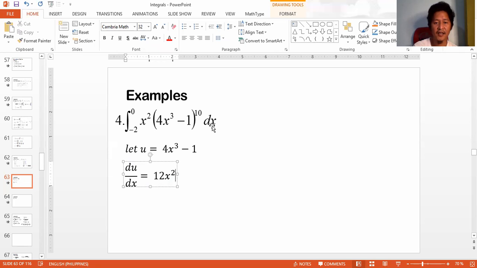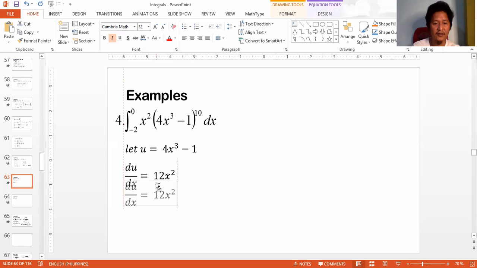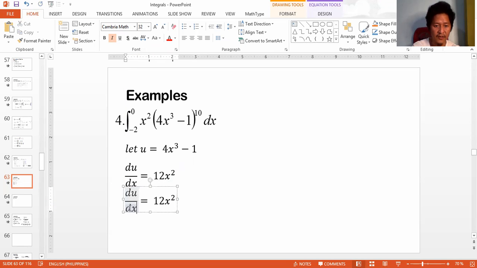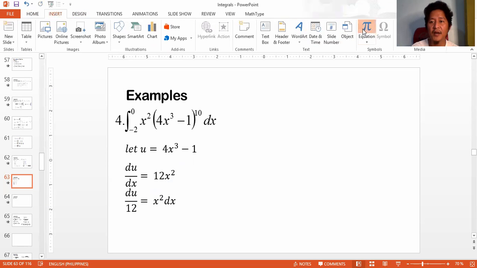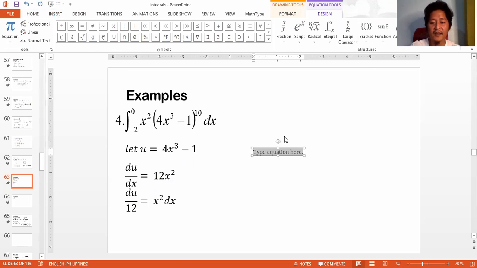Same thing, ang kailangan natin ay x squared dx na lang dito. So I can just solve for x squared dx. So si dx ilagay natin doon, cross multiply natin, and then si 12 divide naman natin. So magkakaroon tayo dito ng maliit na magic. Okay.